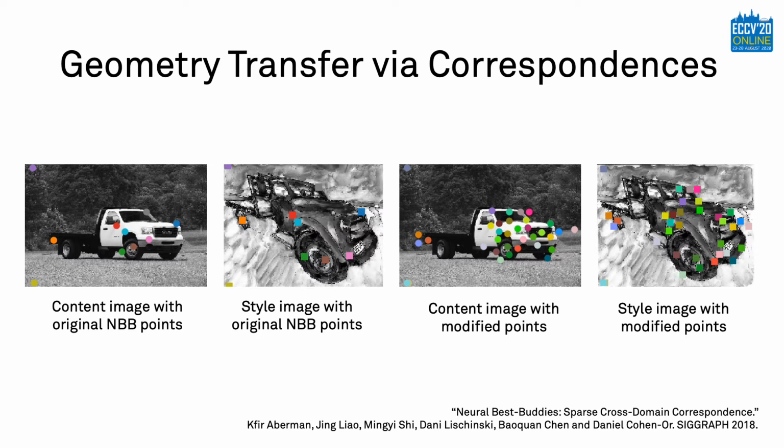We find correspondences using Neural Best Buddies, a generic method for point matching between images. The correspondences returned by Neural Best Buddies, however, are often sparse, noisy, or not sufficiently spread out to use them as they are. So we modified the method to get a cleaner and better spatially distributed set of points.